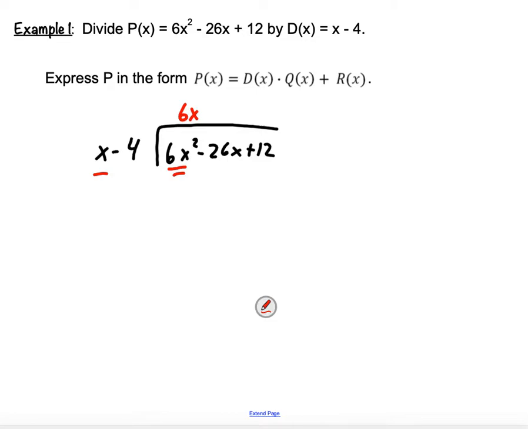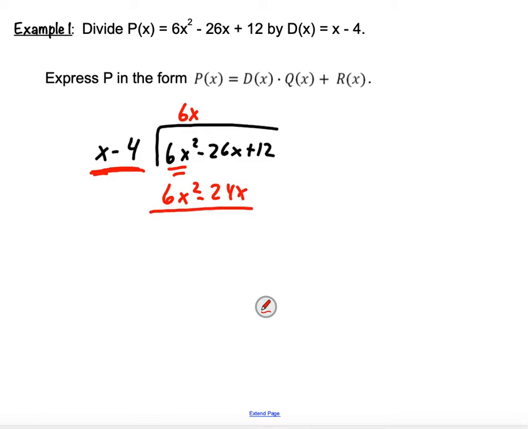Then what you want to do is take 6x and multiply by both of the terms on the outside of the box, by your divisor. You have to take that 6x and distribute it through that. So it's 6x times x, which is 6x squared. 6x times a minus 4 is a minus 24x.